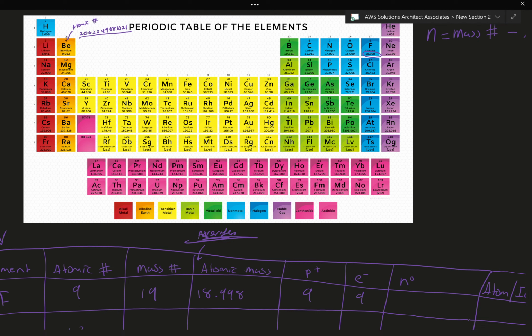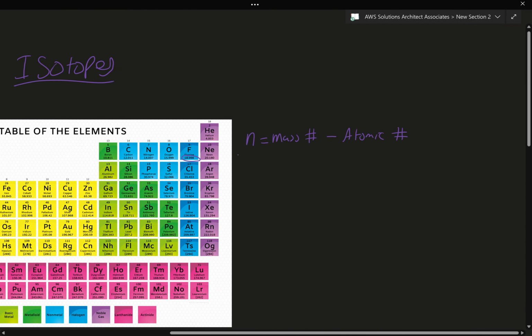Now, to get the number of neutrons, all we're doing is using the mass number minus atomic number. That's it. So here's our formula to calculate neutrons. Mass number minus atomic number. This is very easy to remember, by the way, because all the numbers you're working with are whatever ends with the word number.